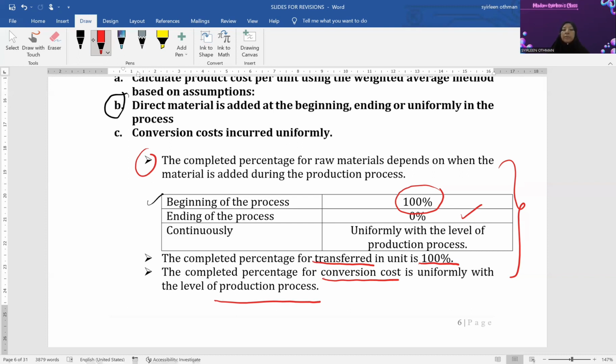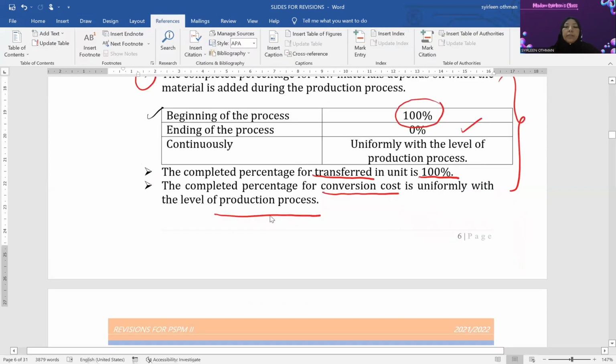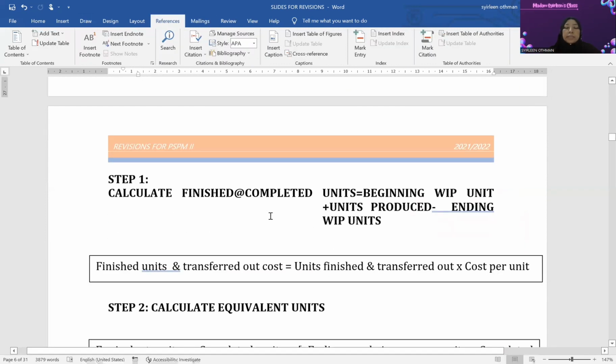Okay, so the percentage of completion, if it's given in the question, is mostly used for conversion costs, because direct materials are the additional information given in the question to determine whether the percentage of completion is 100%, 0%, or uniformly with the level of the production process. Okay, let's look at the steps here.